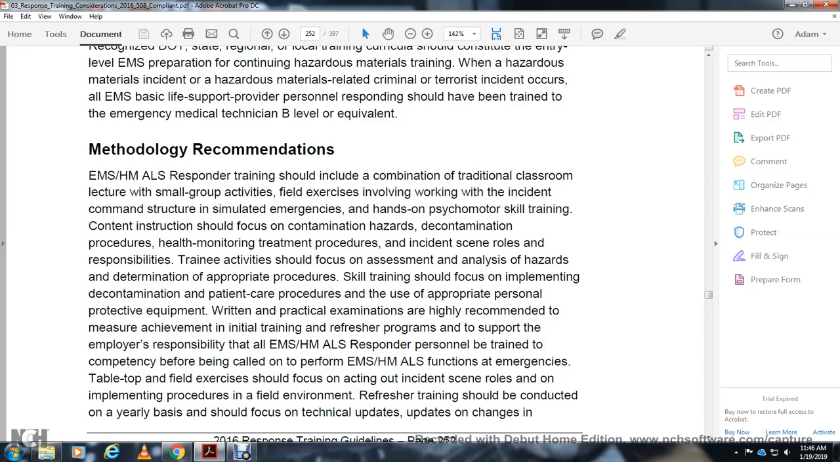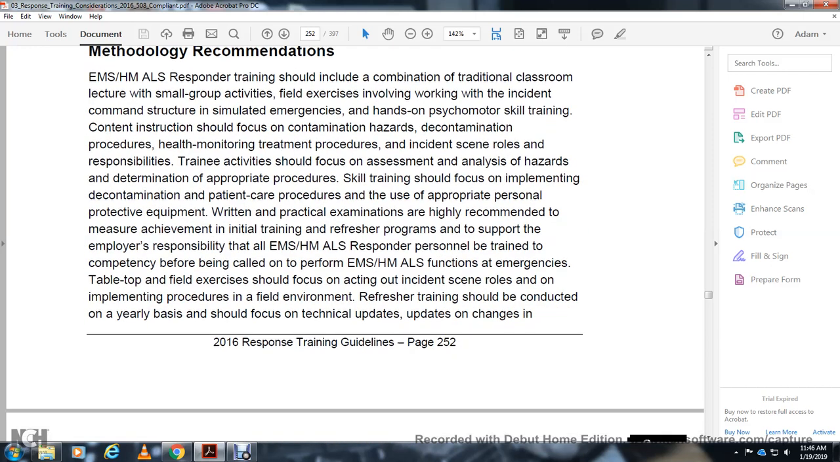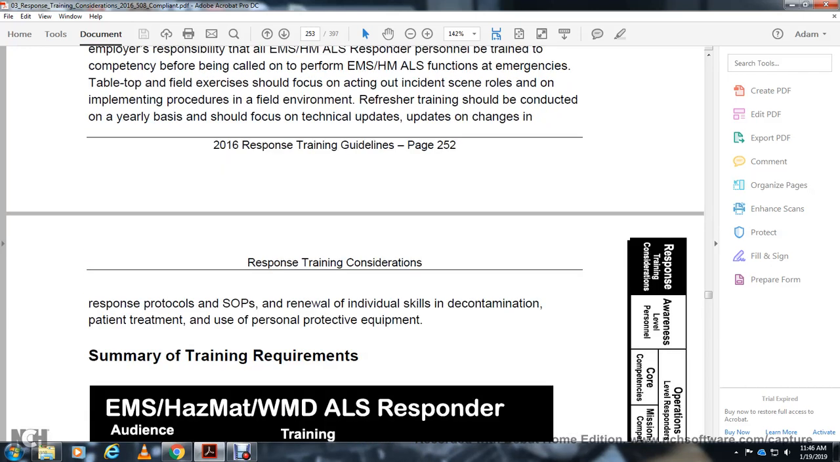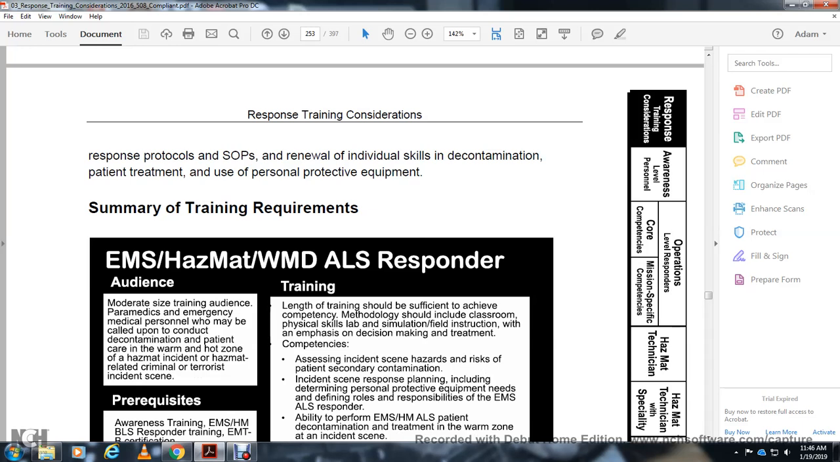The emergency tabletop and field exercise should focus on the incident roles and on implementing procedures in the field environment. Refresher training should be conducted on a yearly basis and should focus on technical updates on changes in response protocols, standard operating procedures, and renewal of individual skills: decontamination, patient treatment, and use of personal protective equipment. The emergency medical service weapons of mass destruction advanced life support responder audience is a moderate size training audience.